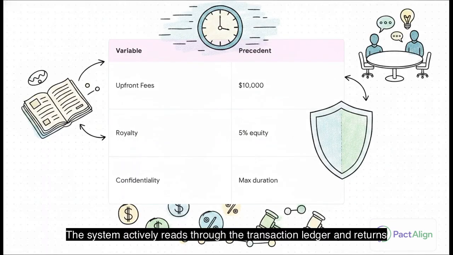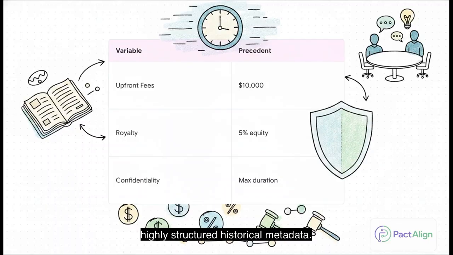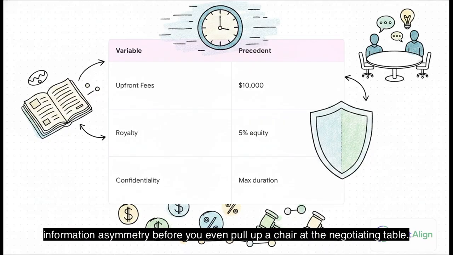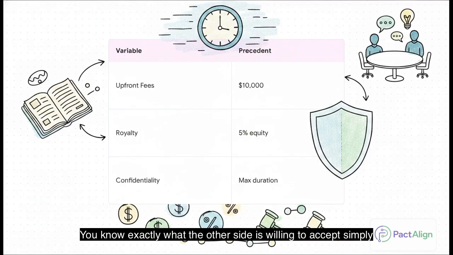The system actively reads through the transaction ledger and returns highly structured historical metadata. It pulls up exactly what concessions were previously made and what specific royalty ranges were accepted by that exact counterparty. By serving this up instantly, it completely eliminates information asymmetry before you even pull up a chair at the negotiating table. You know exactly what the other side is willing to accept simply because they've accepted it from your institution before.